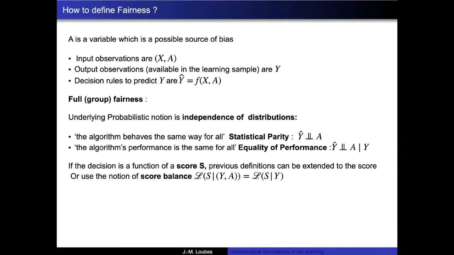So fairness, in fact, besides this measure, has everything to do with the notion of independence of distribution. Full fairness, the real fairness, has two ways of being defined. Either the algorithm should not take the variable into account while forecasting, which means y should be completely independent from a, or, if you deal with equality of performance, then y hat should be independent of the sensitive variable, conditionally on what you observe.